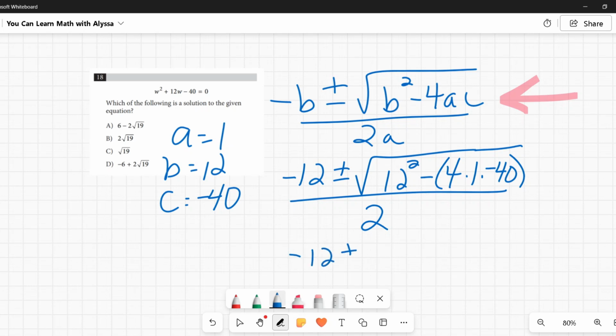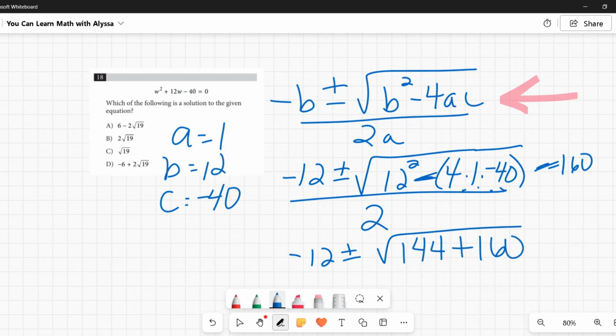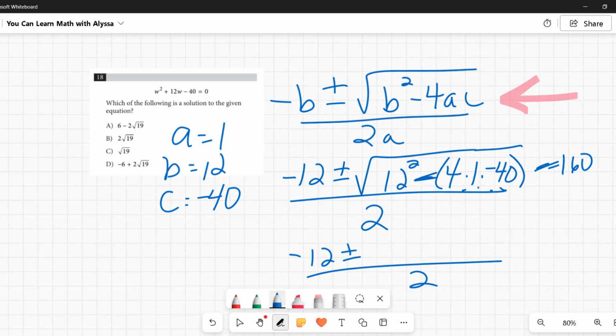So negative 12 plus or minus the square root of 12 squared, which is 144, minus 4 times 1 times negative 40. 4 times 1 is 4. 4 times negative 40 is negative 160. So minus a negative 160 is plus 160, all over 2. 144 plus 160 is 304. So there we go, the square root of 304.